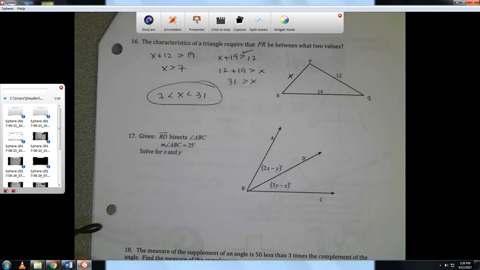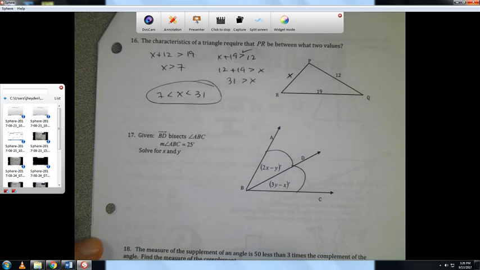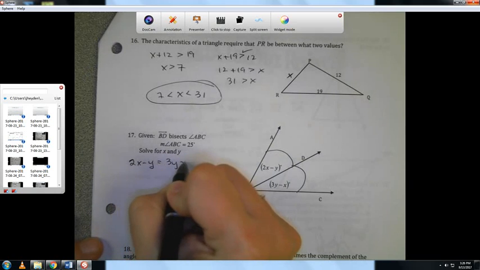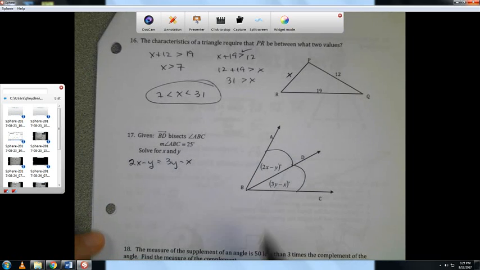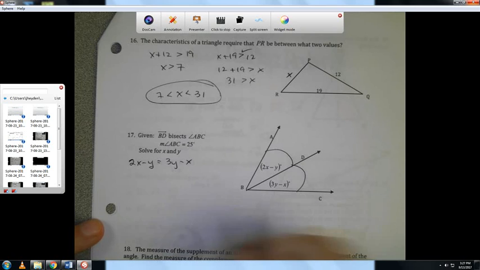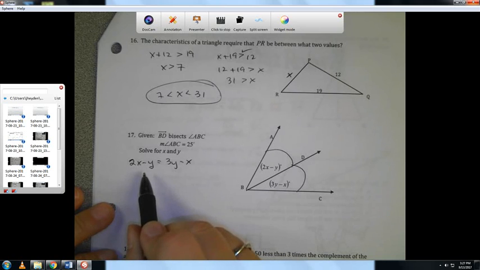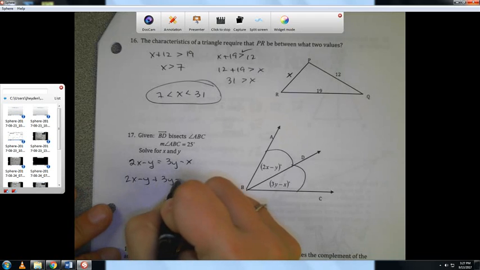17. BD bisects angle ABC. That means that these two are congruent, and it means 2x minus y is equal to 3y minus x. And ABC is 25. So that means when you add these two together, it equals 25. Well, that's interesting. So this has to equal half of 25. All right, we'll just do this. 2x minus y plus 3y minus x equals 25.